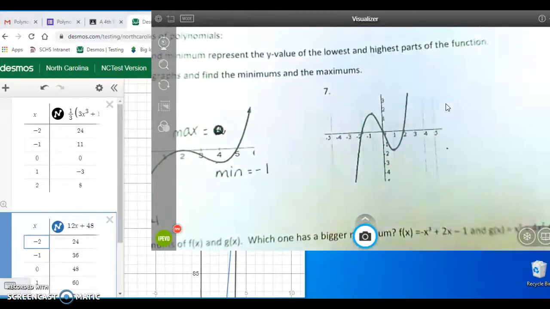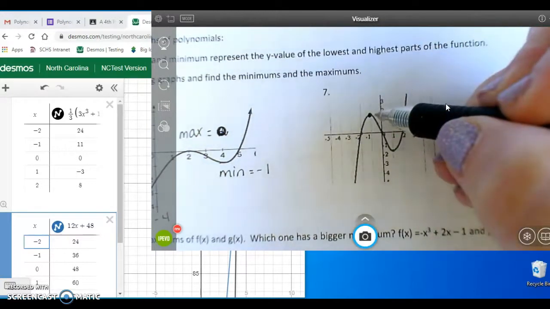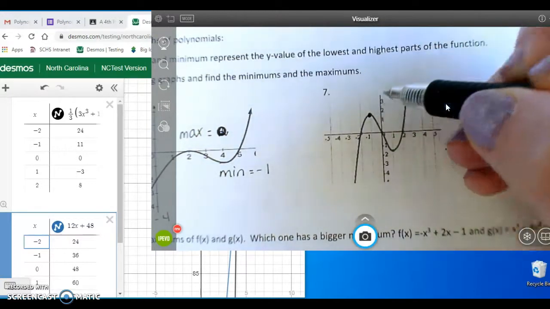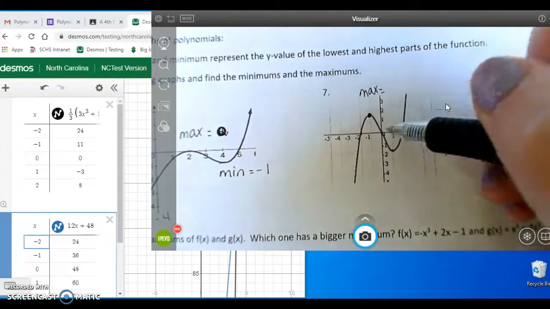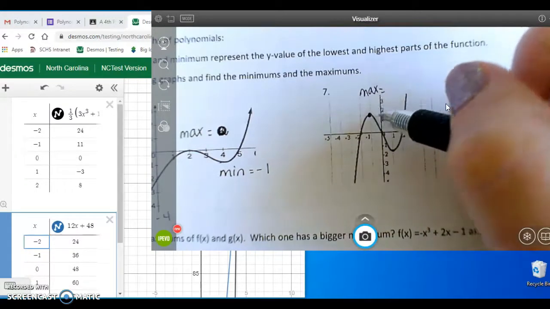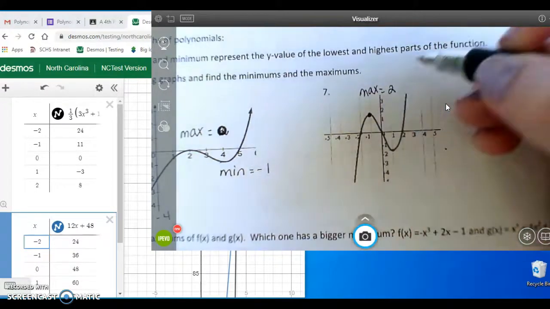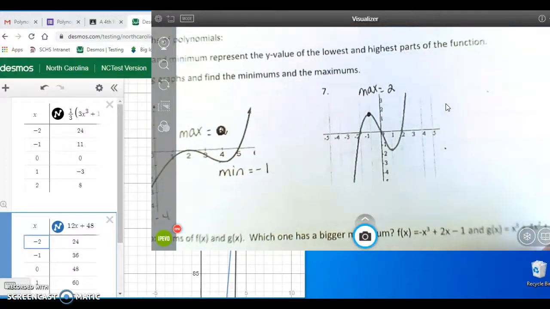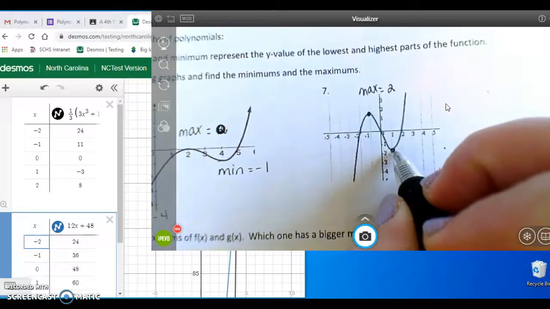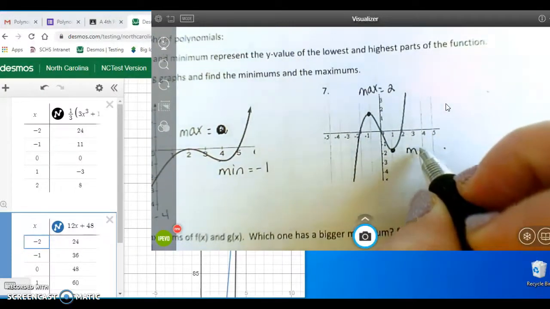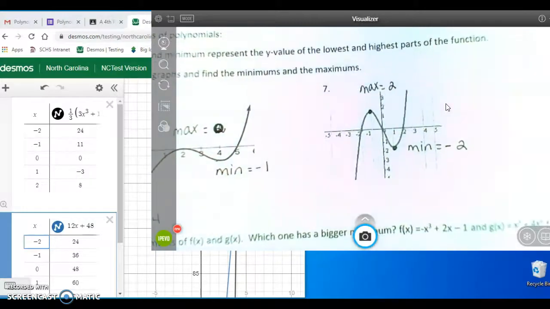On number 7, what's going on with this one? Max or min? Max. And I'm not exactly sure what it's supposed to be. We're going to say maybe 1.5 or 2. We'll just say 2. But you'll be able to use Desmos to figure out the point exactly. And then this one down here is a min. And we're going to say -2 maybe.